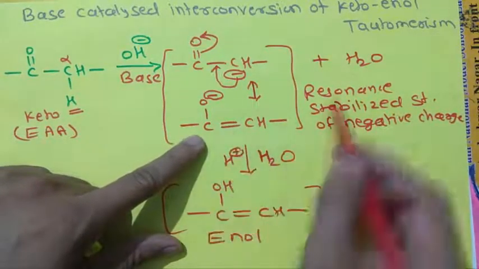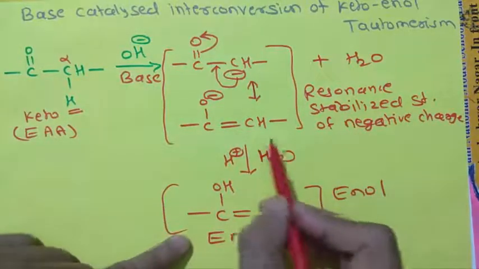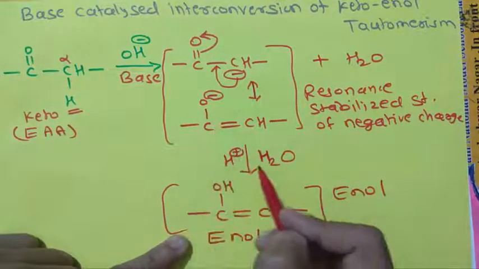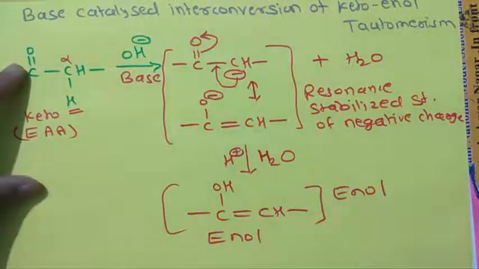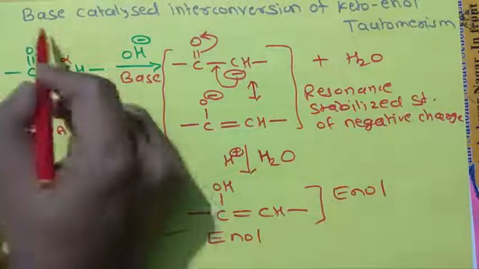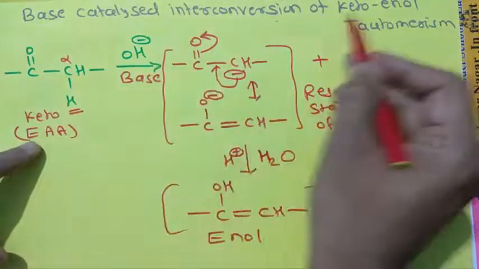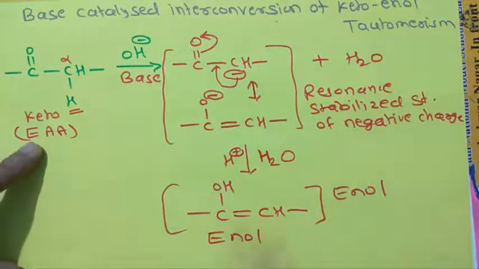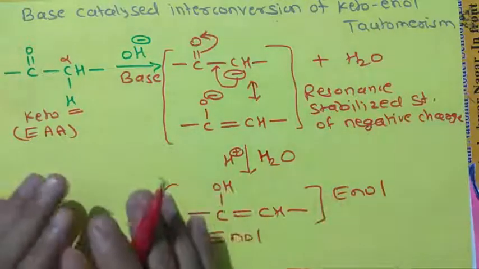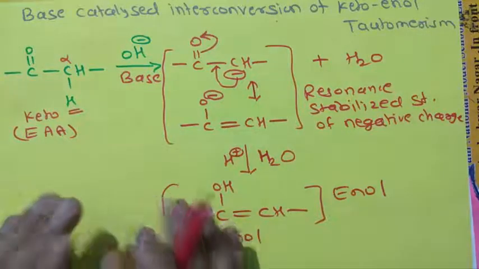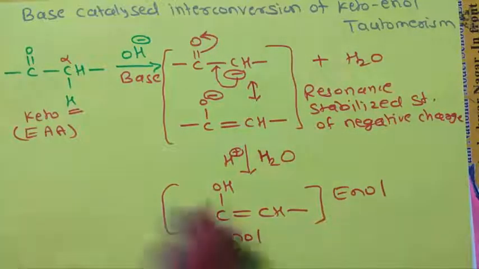And this charge can be stabilized by the resonance. Here, protonation of this negative charge can take place to form enols. This is about the interconversion of keto to enol. That is the base catalyzed interconversion of keto and enol tautomerism. So we can see both acid catalyzed and base catalyzed interconversion of keto and enol tautomerisms.